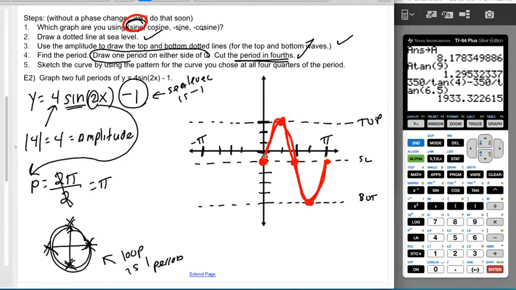And I can keep going, right? So up, middle, the next hash mark should be down, back to the middle, back to the top, back to the middle. And make sure that you're going to sea level for that middle, not the axis, because the axis isn't always sea level. And that's my graph.